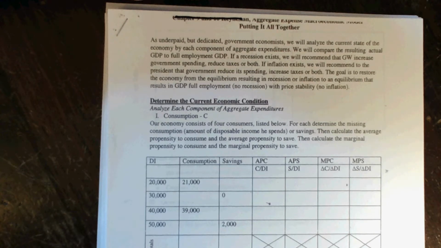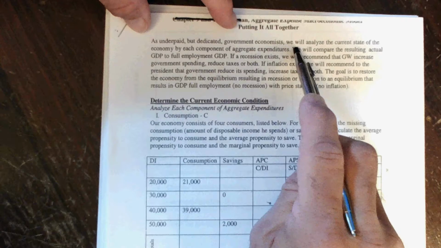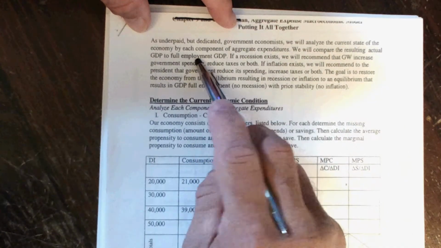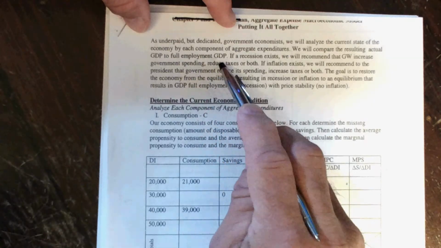We're going to compare that to the full employment level of output, and determine whether we have a recession or an inflationary period. Then the government is going to solve this and restore us to full employment through the use of multipliers. As underpaid but dedicated government economists, we will analyze the current state of the economy by each component of aggregate expenditures. We'll compare the resulting actual GDP to full employment GDP.